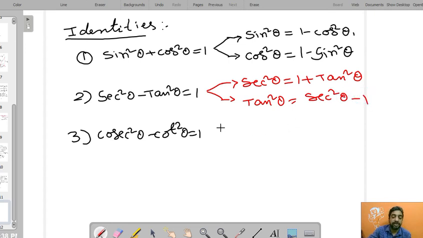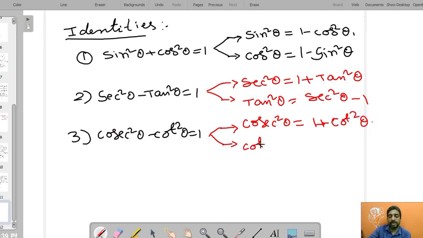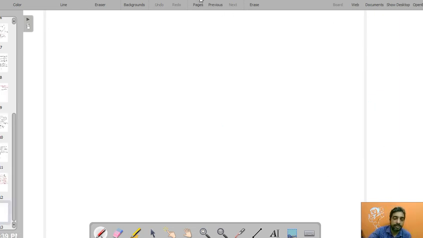Very good. Now coming to the third identity, same as the second identity. We want cosecant square theta, so send cot square to the right hand side. So cosecant square theta is equal to 1 plus cot square theta. Now cot square theta is equal to cosecant square theta minus 1. Very good. These three identities are very, very important. You need to remember. Next.